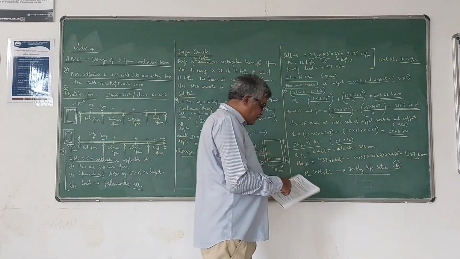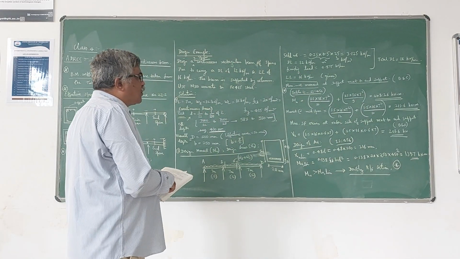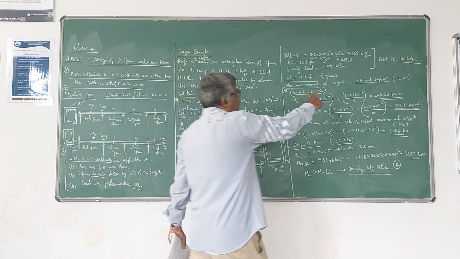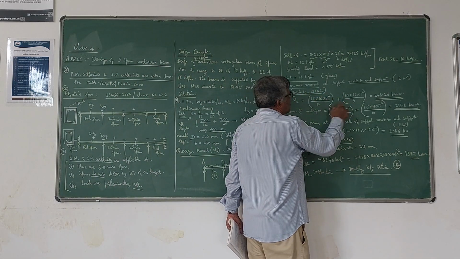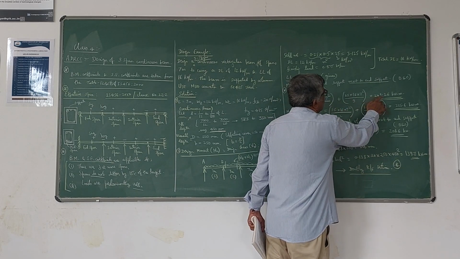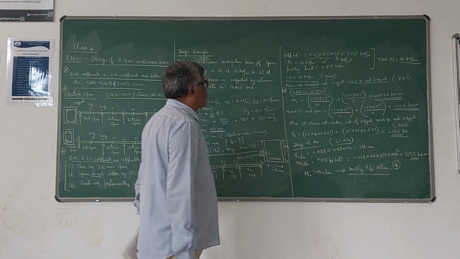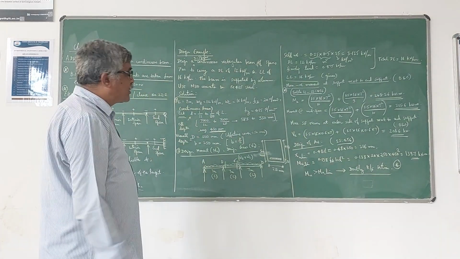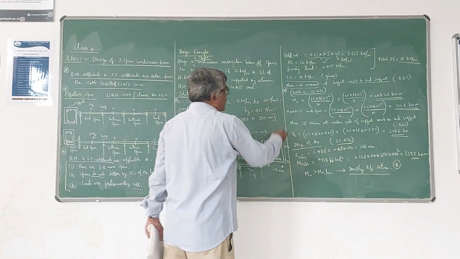So 1 by 9 he has given there. Minus 1 by 9 is the coefficient. That is why the denominator becomes 9. So these two are the values you have to add to get the maximum bending moment, that is at the support next to the end support. This is the negative bending moment.